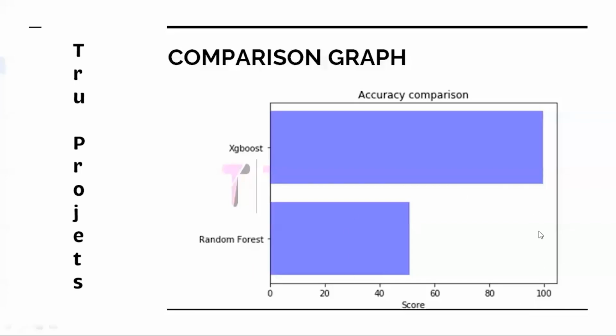Here this is the comparison graph, where the x-axis represents the accuracy score of each algorithm, and the y-axis represents the algorithms we used in this project.